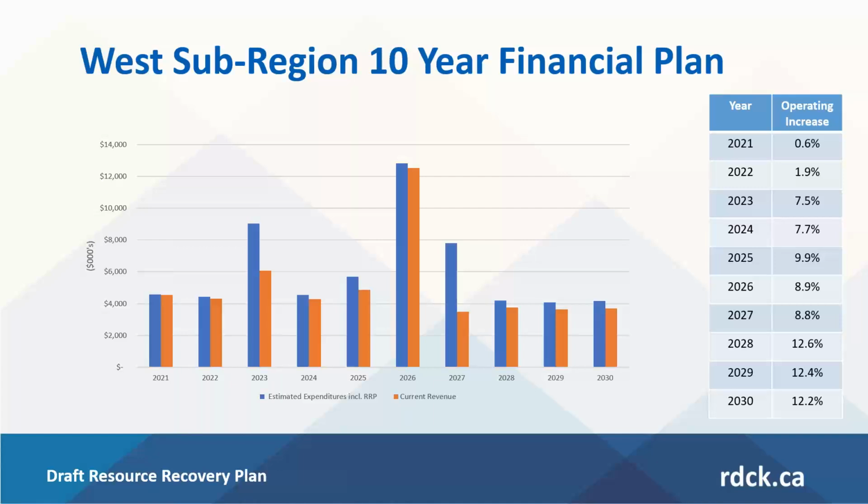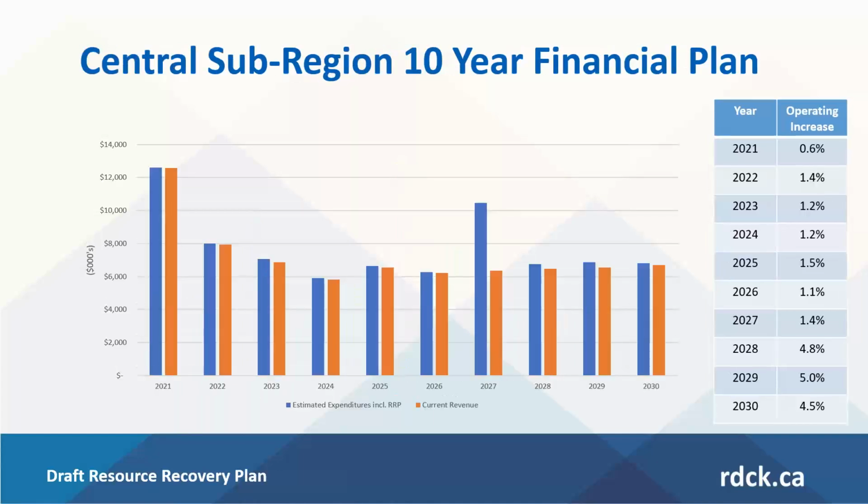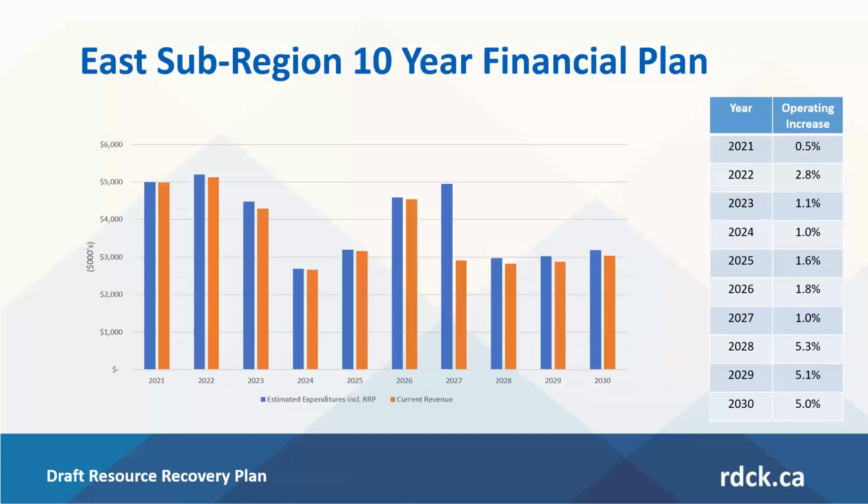From 0.6% in 2021, rising up to 9.9% in 2025 and 12.2% in 2030. So there will need to be some decisions made by the West Subregion Resource Recovery Facility regarding increases to taxes and tipping fees or finding cost efficiencies. This same exercise has been completed for the Central Subregion, which has not a significant cost for the first 7 years, but then we'll have to look at funding cost increases for the final 3 years, similarly for the East Subregion.